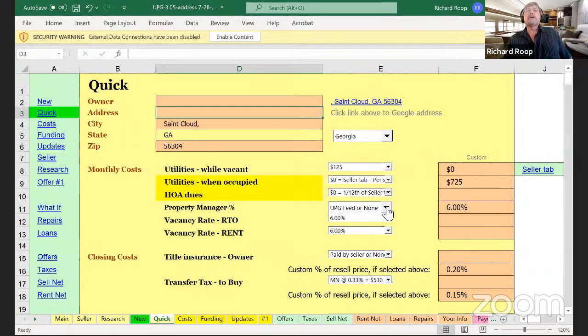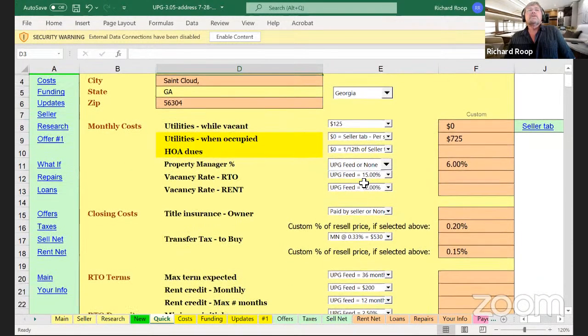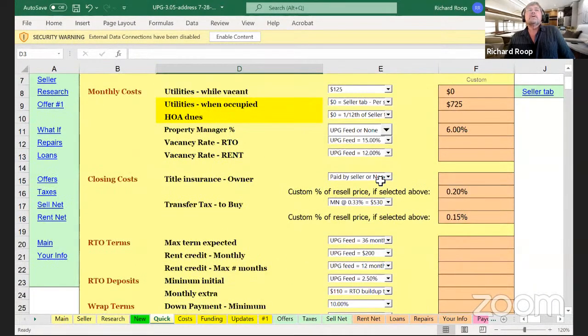Now on the property manager, what we usually do is we have UPG fee or none. I used to have a page where I could update the best practices and it would pull from that page. I haven't reconnected that yet, but right now it's none. And this should be U15 and 12, so I'm going to put that there.